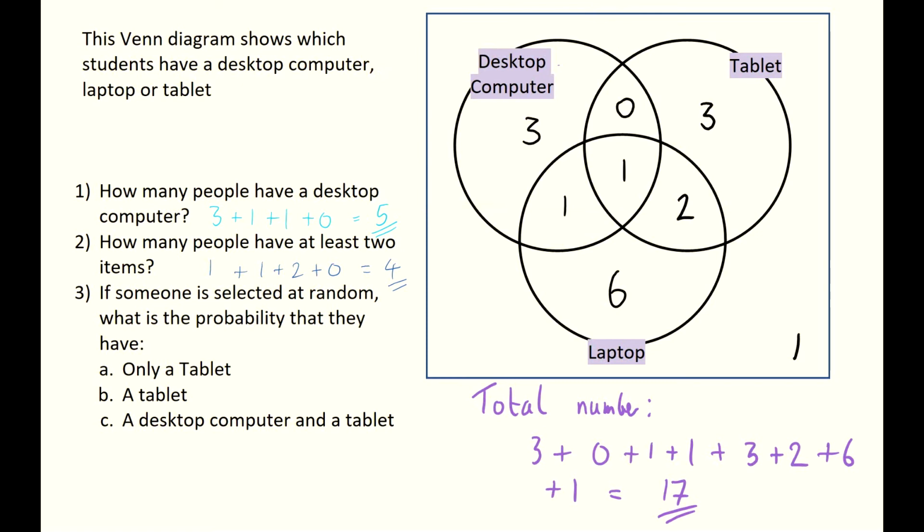Okay, so how many people only have a tablet? Only a tablet will be just this 3. If you want only something, you do not want any overlaps. 3 people out of 17.